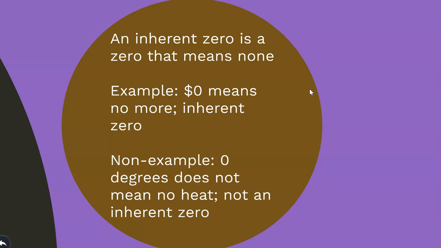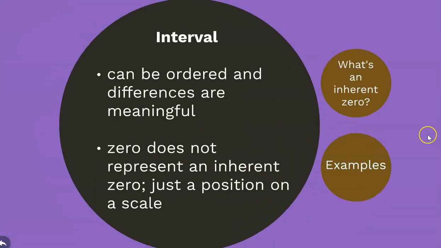For example, if I tell you that I have $0 in my bank account, that truly does mean that I have no money. None. An example of something that is not an inherent 0 is, say, I tell you it is 0 degrees Fahrenheit outside. That 0 degrees Fahrenheit does not mean there is no heat outside. Of course, it is very cold, but it doesn't mean there is absolutely no heat. So that is not an inherent 0. That 0 degrees represents a position on the temperature scale. It does not represent none. So that is what an inherent 0 is. An inherent 0 is a 0 that represents none.